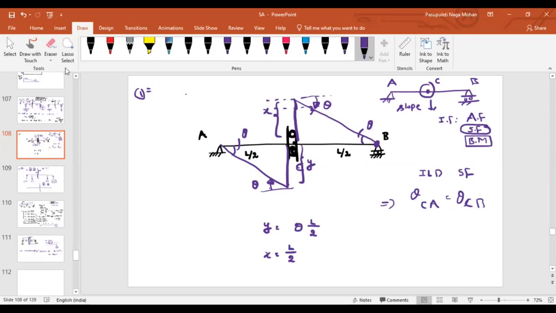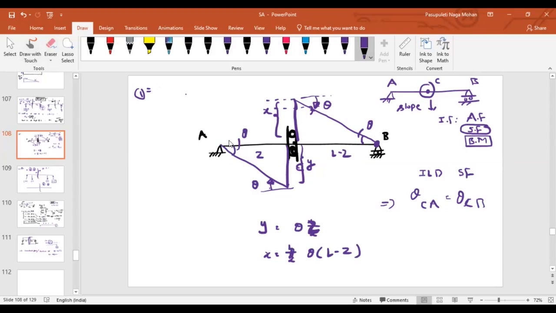Let us say instead of L by 2, let me consider this distance. Or let me do one thing. If this is z, let me consider this as L minus z. So the y value is nothing but theta into z. What about the x value? The x value is nothing but theta into L minus z.